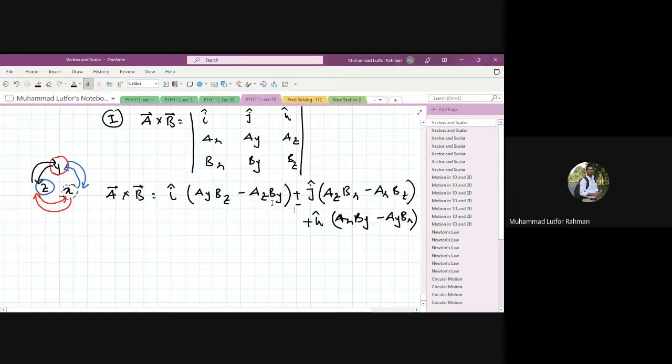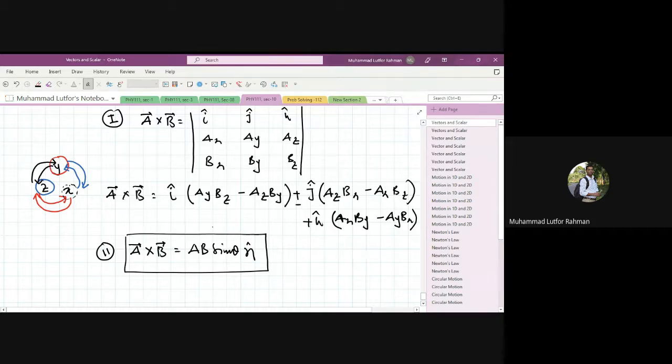All right, the second method we use is that A cross B is going to be AB sine theta times eta hat, right? If I know the angle, then I can use this to find the cross product of these two vectors. But remember, you have to know the angle between the vectors A and B.